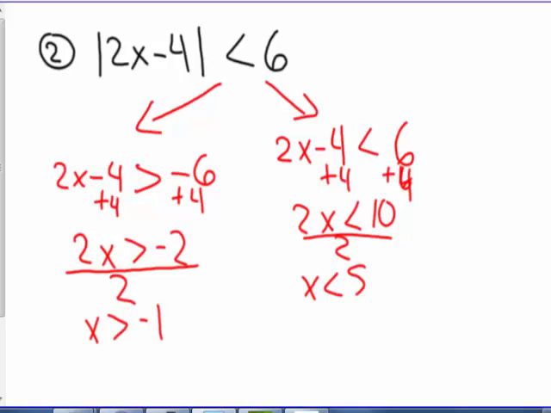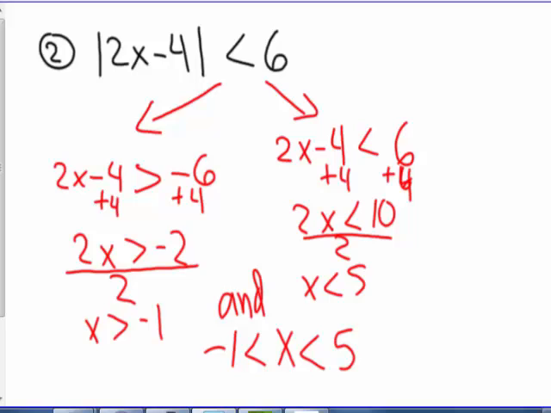Now with absolute values, there's always the word and in here. So this is saying that x has to be greater than negative 1 and less than 5. If we look at our options here, the one that represents that best says negative 1 is less than x, which is less than 5. So that answer would be C.